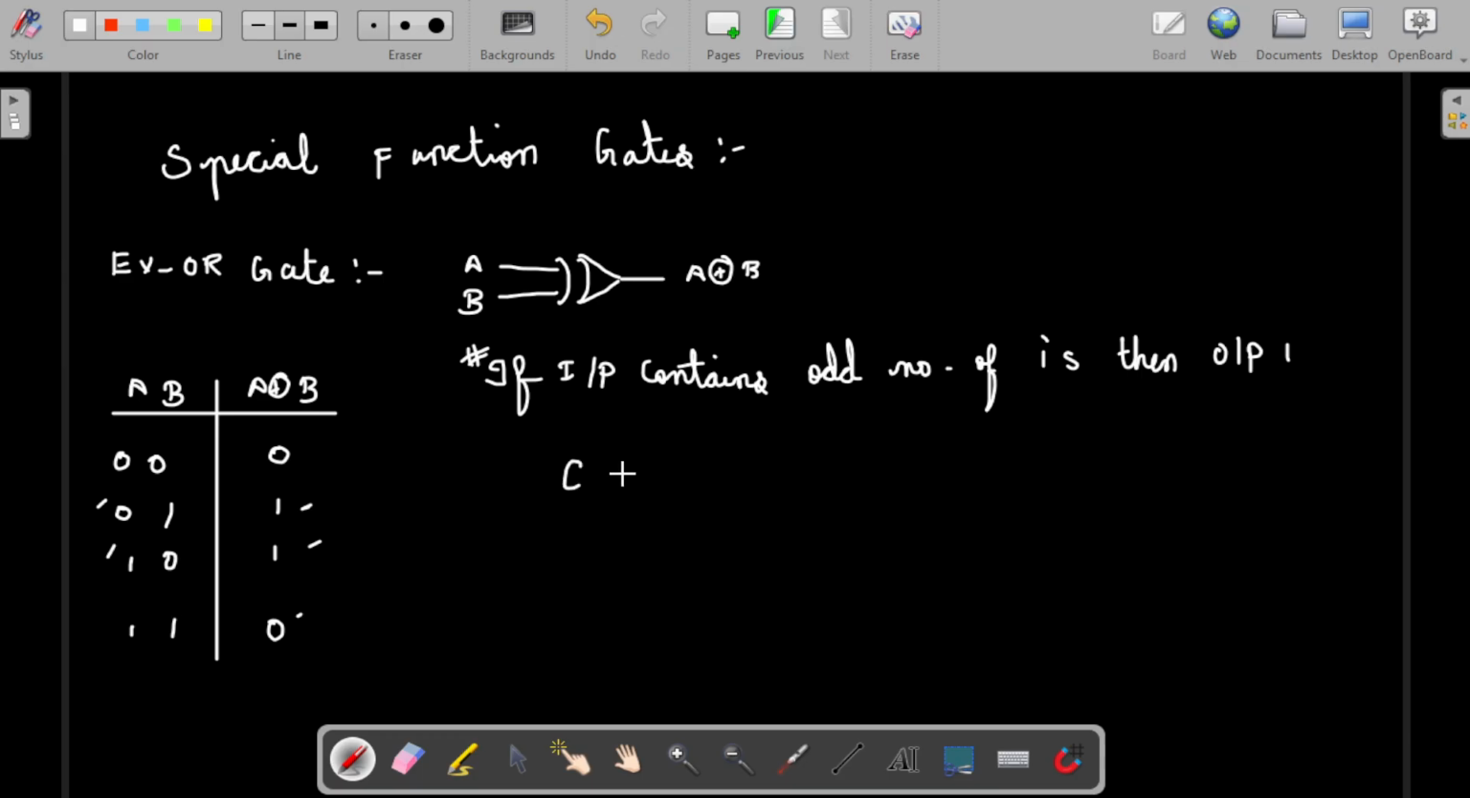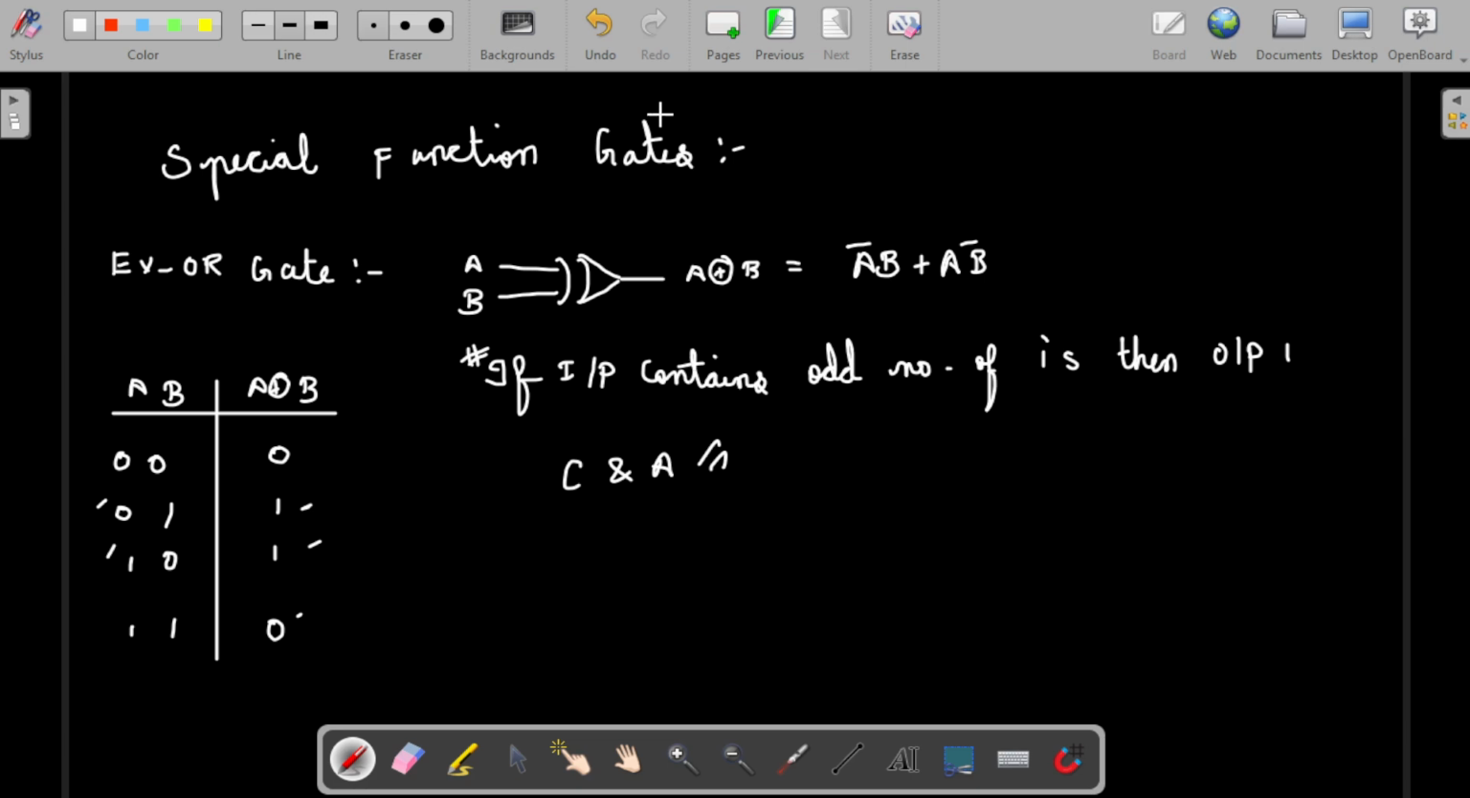This is commutative as well as associative, both come into the picture here. How we can represent this is A bar B plus A B bar. So this is how an XOR output can be expanded.